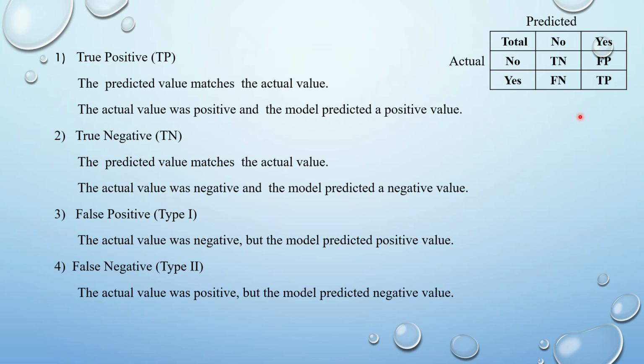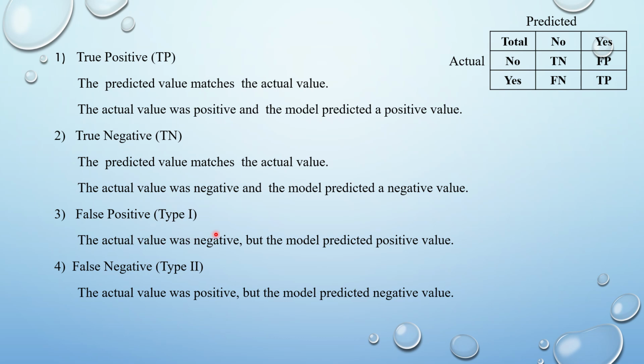Second term, true negative. The predicted value matches the actual value. Both values are the same and both values are negative. When the actual value is negative and the predicted value is also negative, this is true negative. Predicted value is no and actual value is also no. This is true negative.